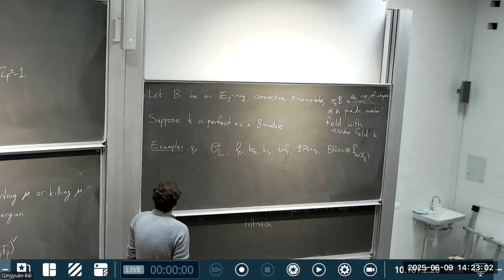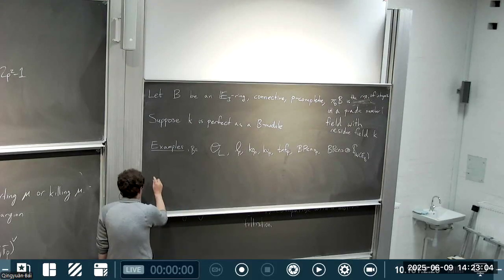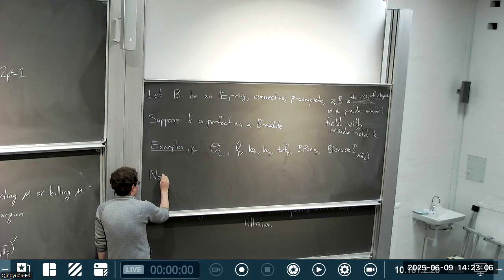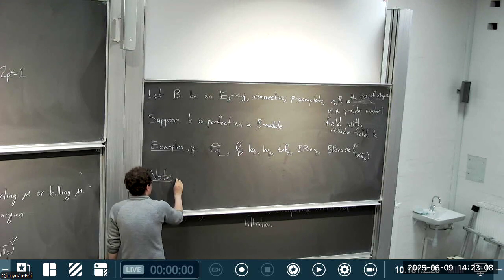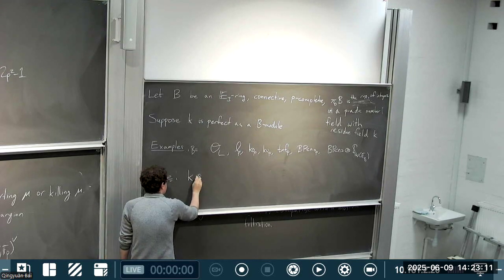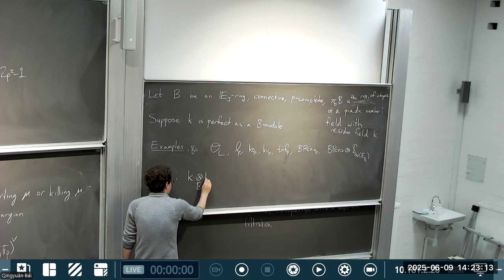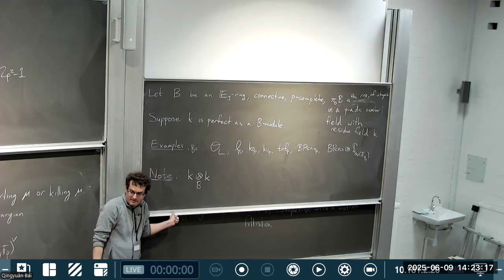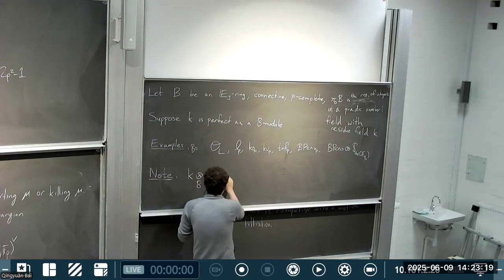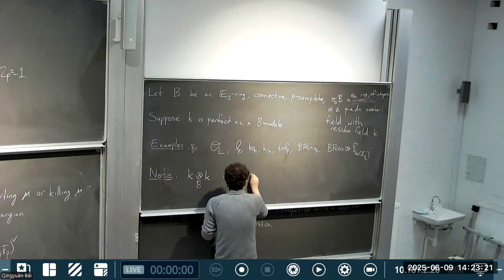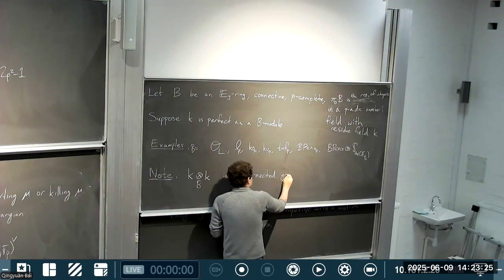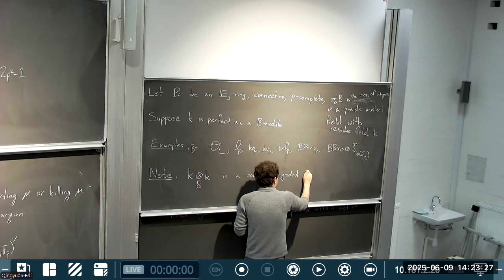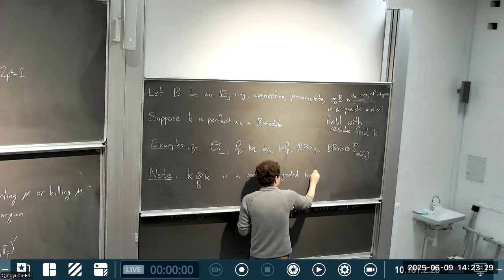What can we say about these B's? Well, first of all, let's note that we can form this tensor product, k tensor over B with k. And what is this tensor product? This is a connected graded unit.